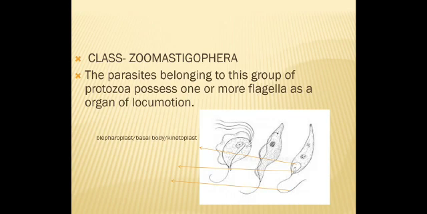They have one or more flagellae as their organ of locomotion. You can see I have shown three types of protozoan parasites here which have flagellae. The first one, you can see that the flagella is attached to a structure called the blepharoplast, also called the basal body or the kinetoplast. This structure contains mitochondrial DNA, and the flagellae arise from a structure called the axoneme, and the part of the flagella which is free outside the protozoan parasite is called the flagella.